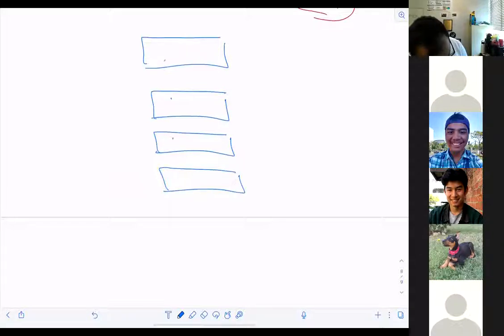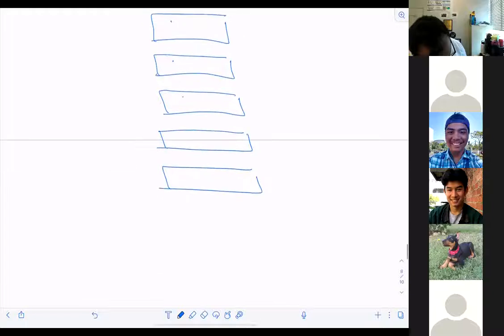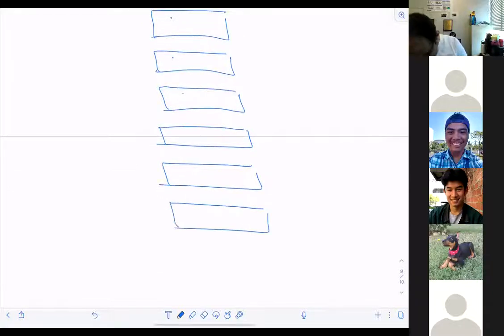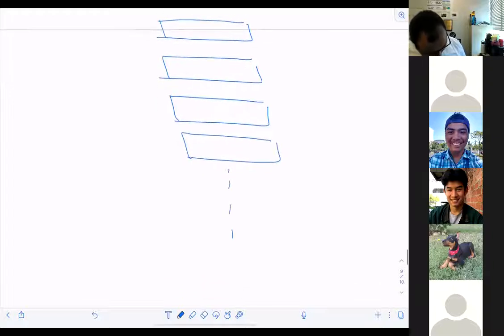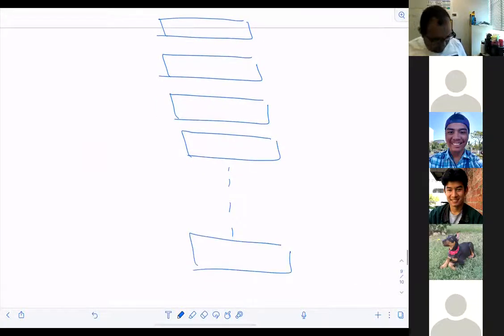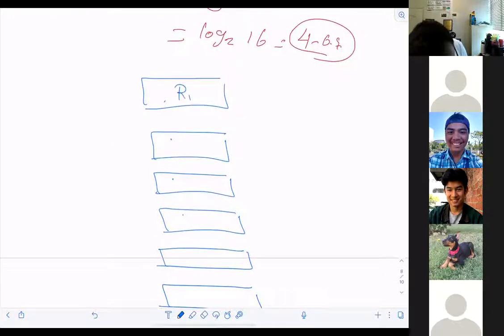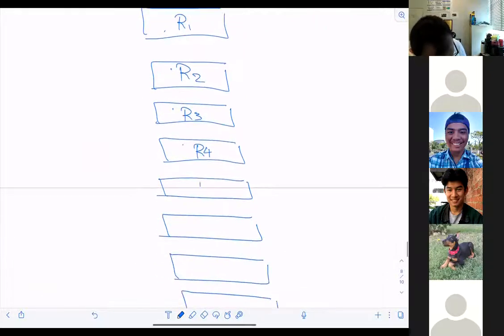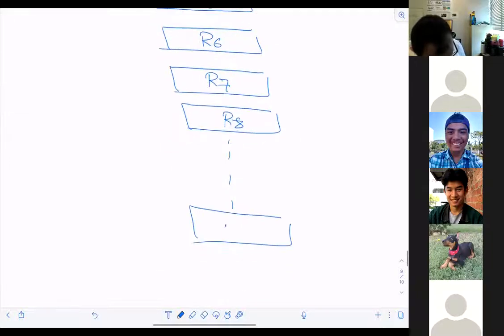1, 2, 3, 4, 5, 6, 7, 8, up to 15. You guys agree? How many registers do we have in front of us? 16. So it's going to be here R1, register number 1, R2, R3, R4, R5, R6, R7, R8, up to R15.